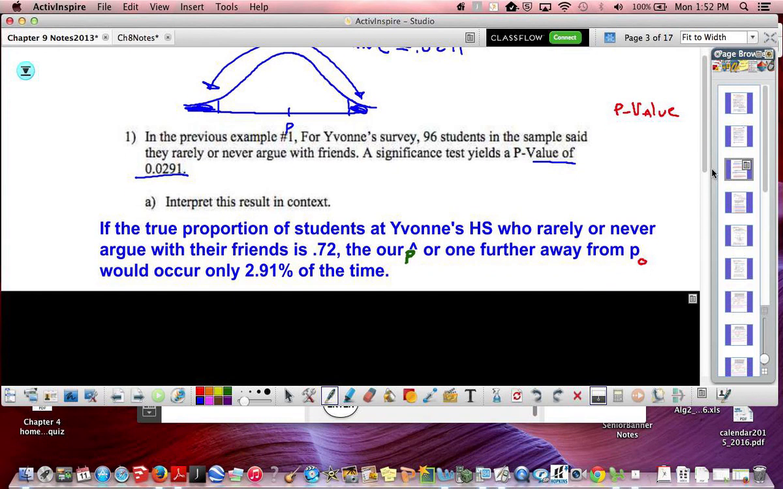So, if the true proportion of students at Yovan's high school who rarely or never argue with their friends is equal to 0.72, that sample result that she collected, or one that's more extreme, would only occur 2.91% of the time.